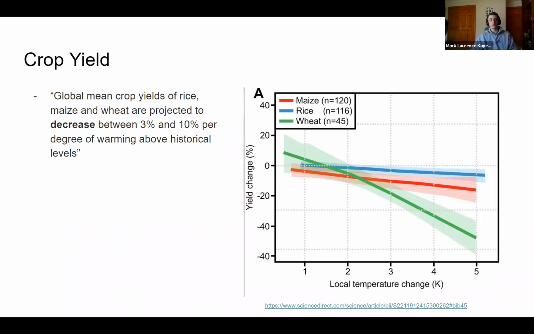So crop yield has been predicted to decrease in the next several years, and specific crops such as rice, maize, and wheat are projected to decrease between 3 and 10% per degree of warming above our current levels.